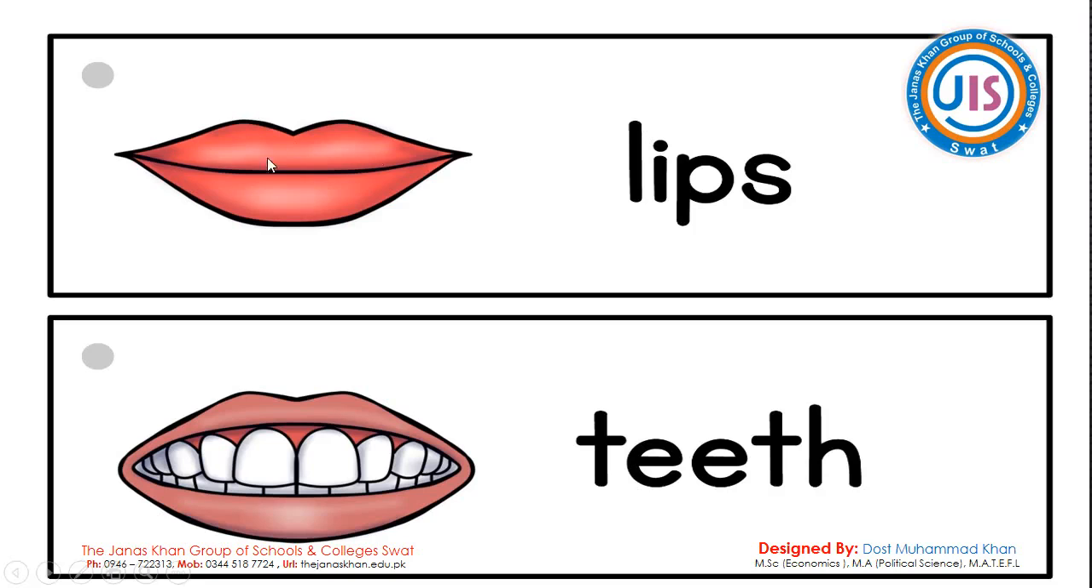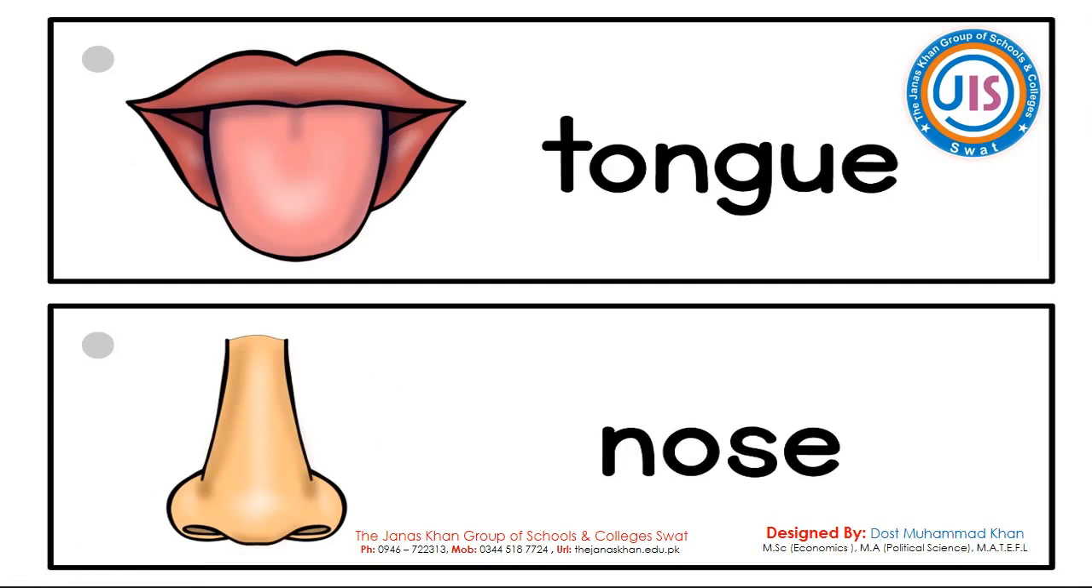What are these? Zarmina, what are these? The lips. Open the lips so you will see the teeth. These are teeth. Lips, teeth. Two more, inside the mouth.